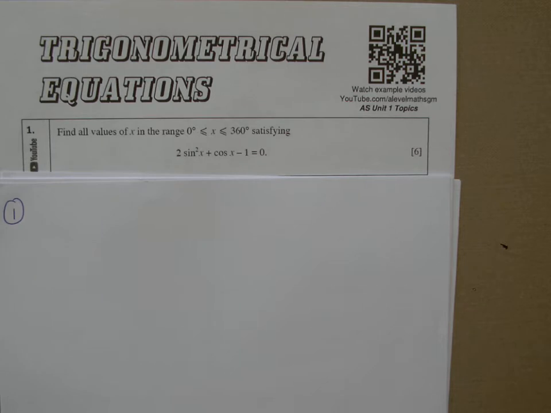Okay, find all the values of x in the range between 0 and 360 satisfying this equation here. Now when you look at this, it should remind you of a quadratic equation, doesn't it? The only trouble is that these are different functions, so we can't really think of it that way at the moment, because this is a sine function and that's a cos function.